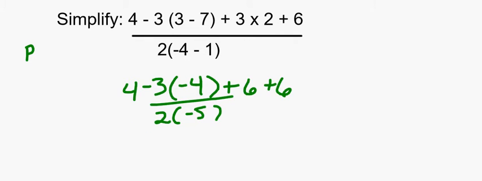I'm worried I'm going to get cut off, so I'm going to work up here, maybe top right. Now we can multiply -3 and -4. What am I going to get on the top now? 4 plus 12.